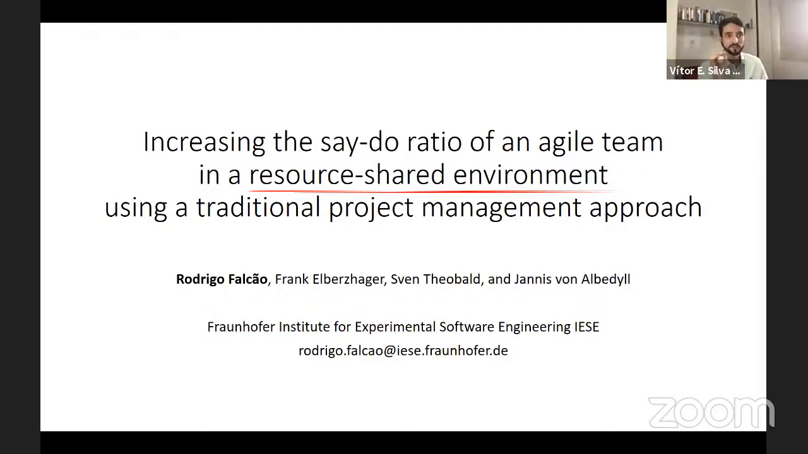Obrigado. I'll ask one final very quick question from Christian Quesada-López. Do you use say-do ratio and velocity together?